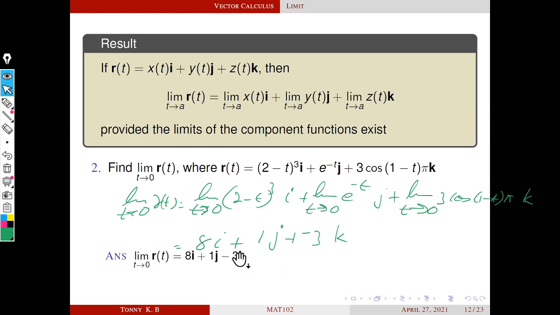So this is the idea of the limit of a vector valued function. Clear?